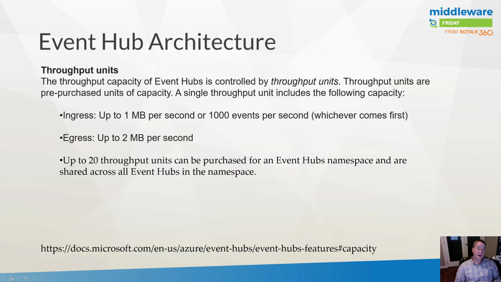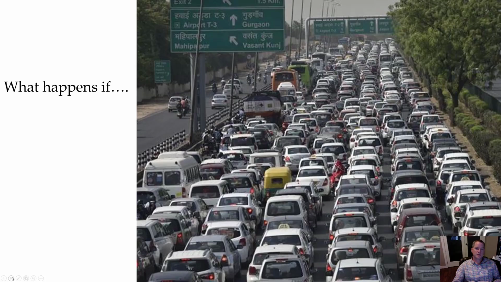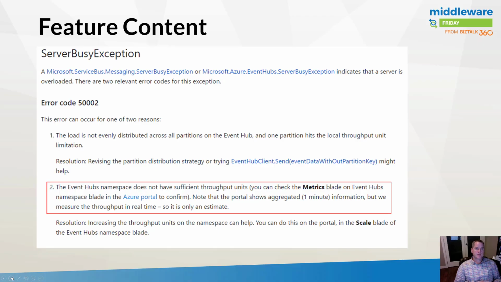Now, there is another sort of caveat here. If you do require more than 20 throughput units, you are able to talk to Microsoft to get that exceeded. Now, part of the challenges with this architecture, there is an element of building for peak. Now, in the event that you hit one of these upper thresholds, you can end up in a situation like this, where you do have some level of backup occurring, and it's the result of a server busy exception.